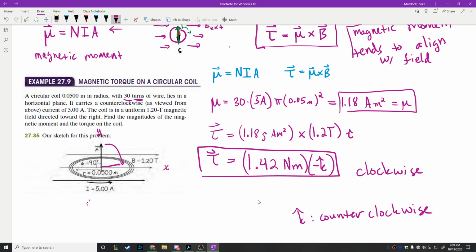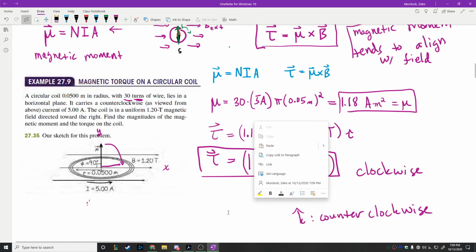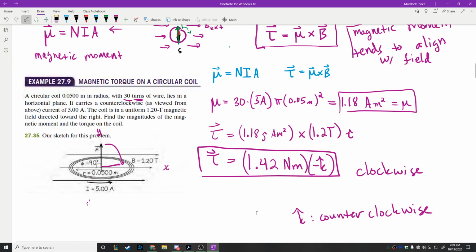Does anyone have any questions? Do you feel like you understand the idea of torque acting on a coil? Yeah, it's definitely confusing. I don't disagree. It's a lot easier just to think about clockwise and counterclockwise. Can you ask me questions over break? Sure. It's the same thing, dude. Yeah.